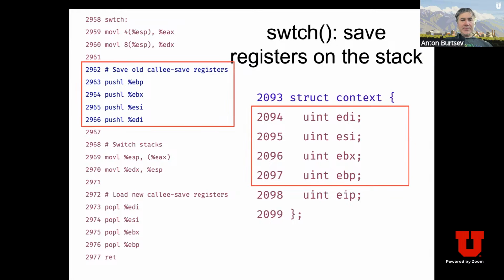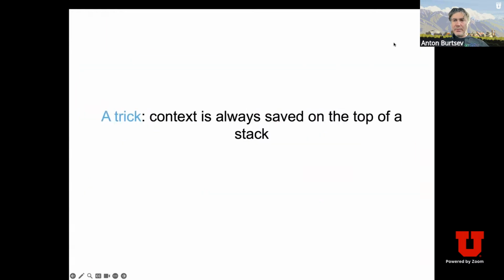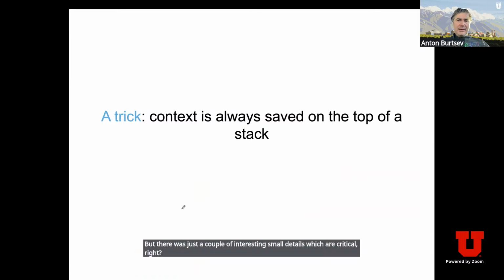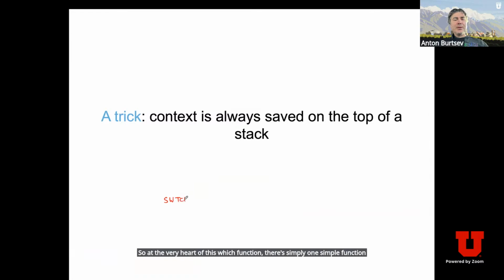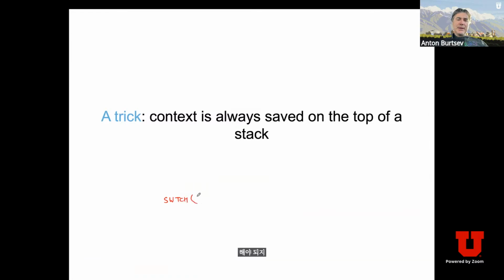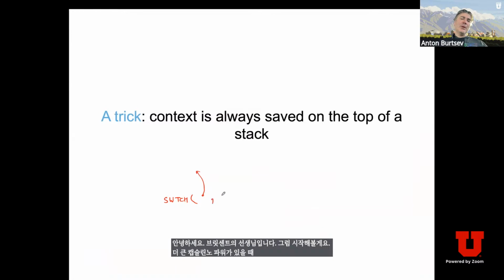We try to understand how the operating system switches from one process to another, right? There is a ton of low-level details, but just a couple of interesting small details which are critical. At the very heart of this is one simple function, called switch. This function takes two arguments. I'll talk conceptually, not how x86 does it, but what conceptually should be there, and then how x86 actually implements it.